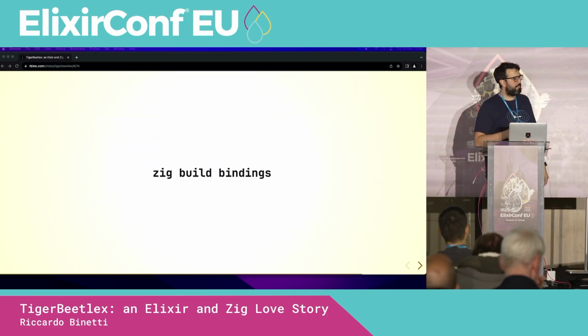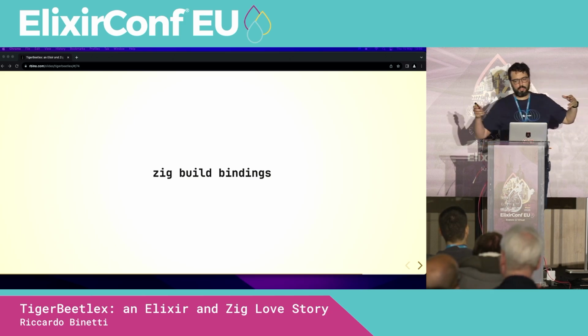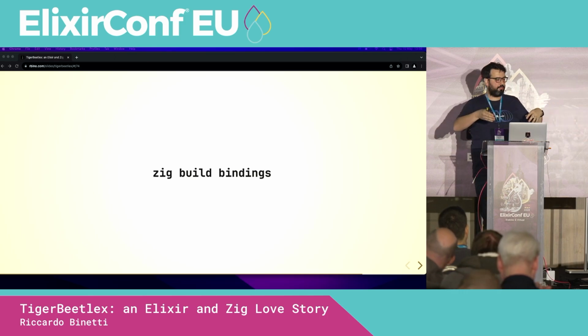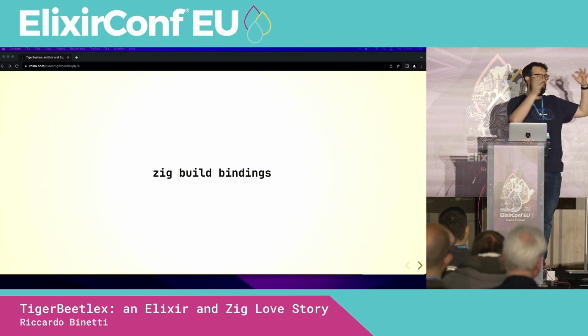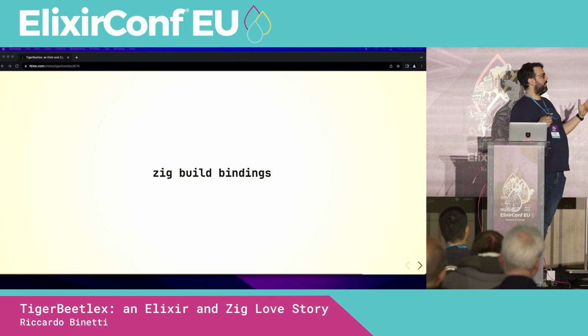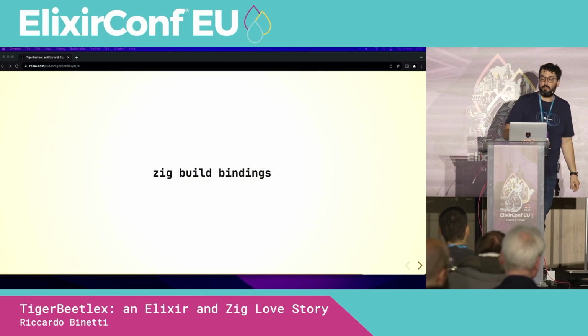And all of this is just a single command away. You execute zig build bindings, and all the Elixir code in the bindings folder of TigerBeetlex gets generated from the upstream TigerBeetle code. So updating the TigerBeetle version is just a matter of bumping some version numbers.